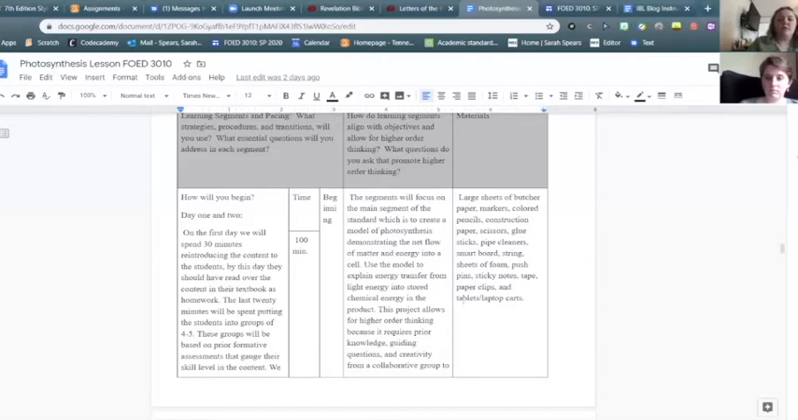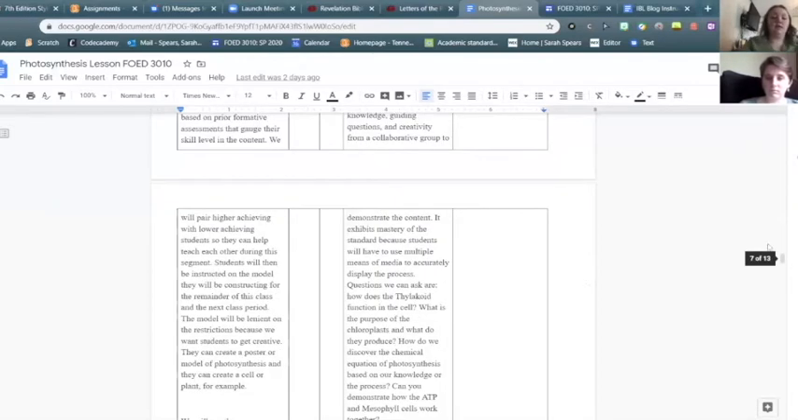So they'll have the last 20 minutes of the first class, and then the next class, they'll have the entire class to work on their models because they can't do it as homework. So we want to make sure they have all the time they need. We're putting them into groups as well. That is so that they can learn cooperatively. The high can help the low, and the low can help the high.